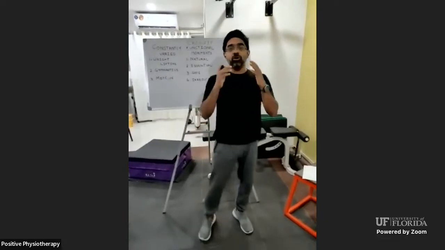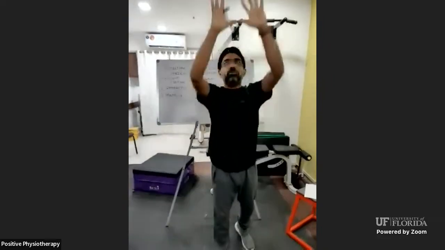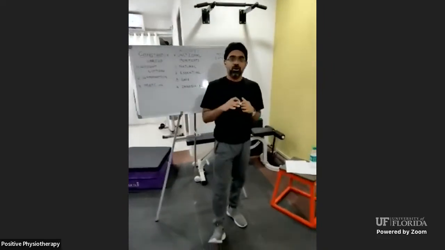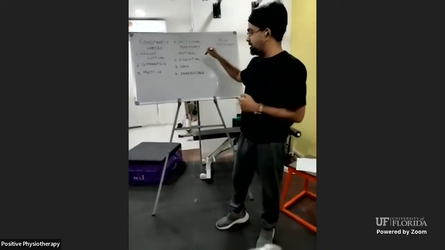So if I'm able to do a deadlift, I will be able to pick up a grocery bag from the floor. A shoulder press is an exercise where you are pushing up. So the ability to keep a dumbbell on the upper shelf is something which is going to happen only if you are able to do a press. So all these movements are essential. That is about natural and essential movements.